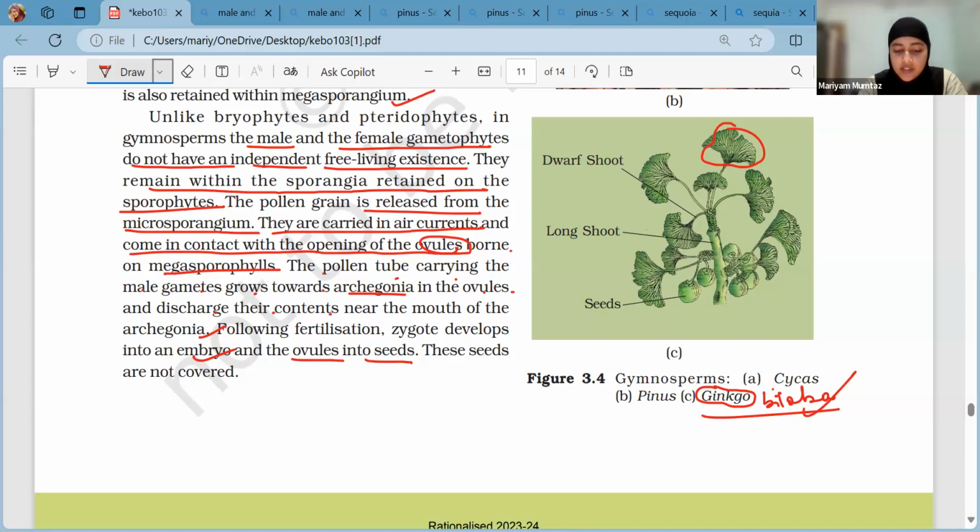But practice as much as you can, okay? All the numericals and everything, practice as much as you can, because the application of the questions is the most important thing, right?